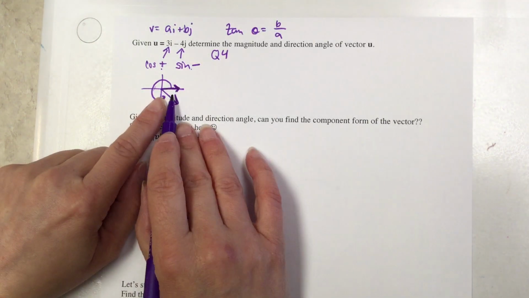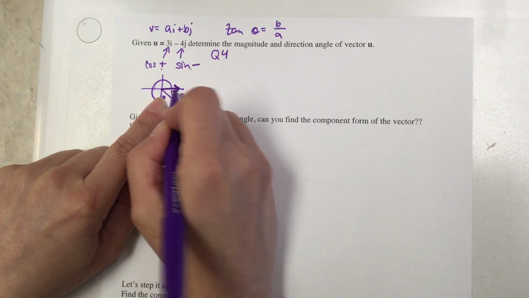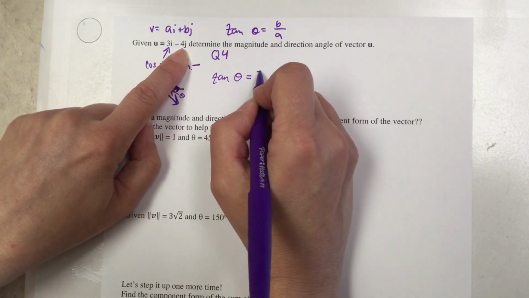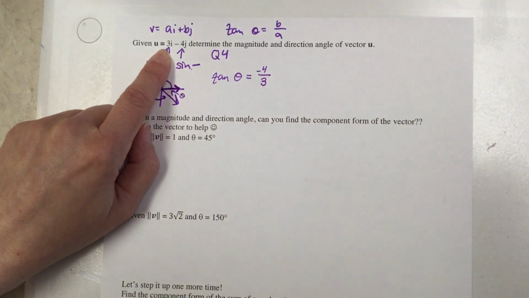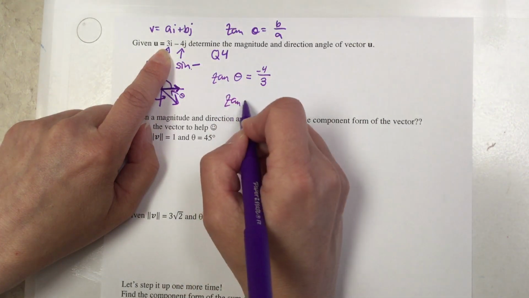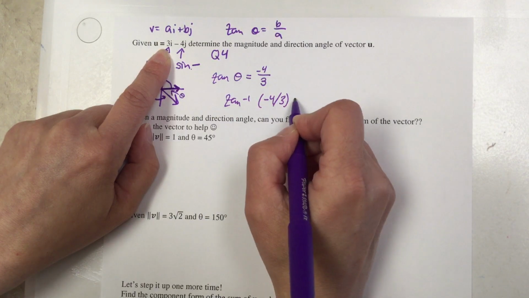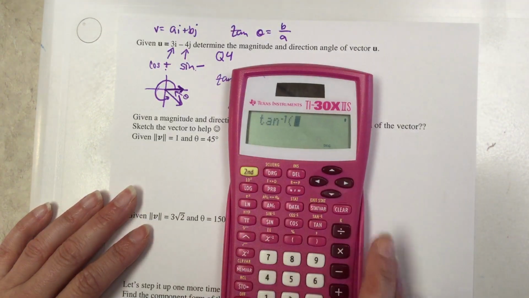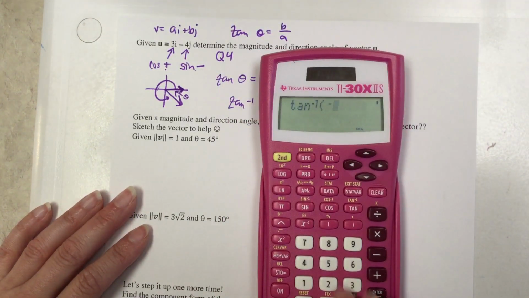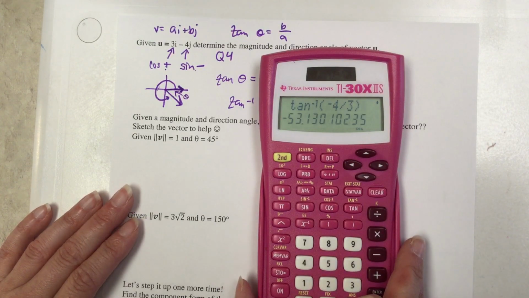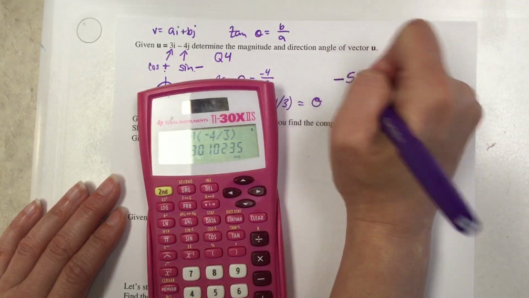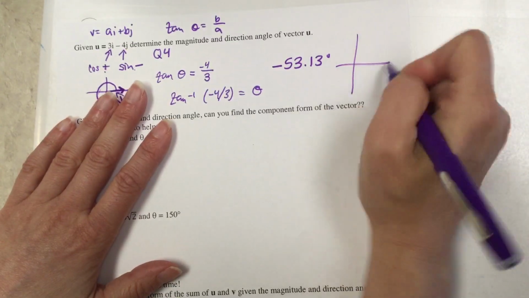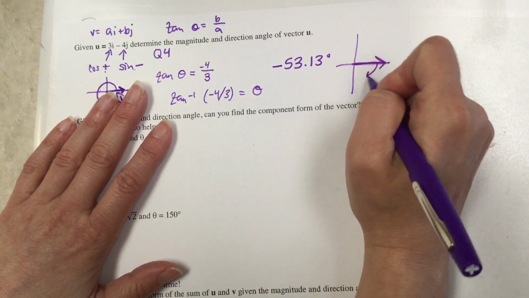Okay? What we can find is this measurement right here. The way I can find it is the tangent of theta equals b, negative 4, over a, 3. So I can take the inverse tangent of negative 4 divided by 3, and that's what theta is. And just in case you're like, how do I do that again? Inverse tangent, so I go second tangent. I have negative 4 divided by 3, close it. So it's negative 53.13.